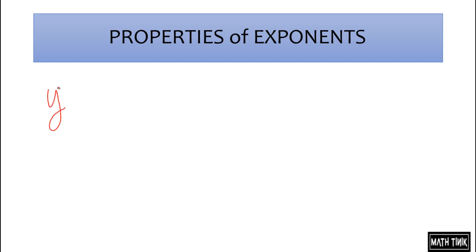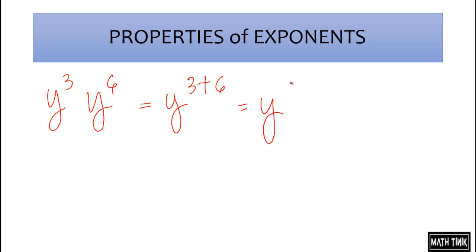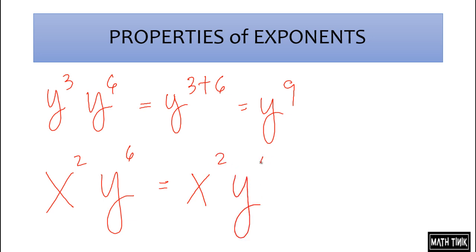So let's have another example, y raised to 3 times y raised to 6. Same base, you have y. So it will give us y raised to 3 plus 6, and therefore your answer is y raised to 9. How about x squared times y raised to 6? As you can see, the first term is x, the second term is y. Therefore, the bases are not the same, and therefore the product rule is not applicable. So the answer is as is. There is nothing more to do there.